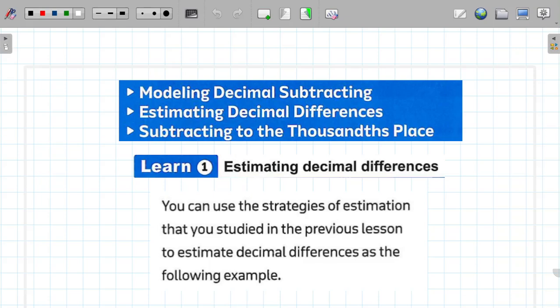The first lesson talks about estimating the result of subtraction using the same strategies that we used in the previous lessons in addition, but we will depend on only one method, which is rounding to the nearest digit. Okay, so why don't we try and solve some examples?